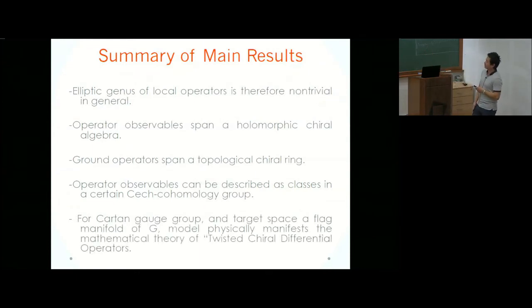So the operator observables also span a holomorphic chiral algebra, which I will explain how this comes about. And if you look at the purely ground operators, meaning the ones with conformal dimension zero, then they just exhibit the same kind of topological chiral ring that you see in topological sigma models, naturally. So the point here is that this quasi-topological model encapsulates the topological model. The topological model is just a subsector of the quasi-topological model. It's just a ground state sector of the quasi-topological model, right? So that's the interesting thing.